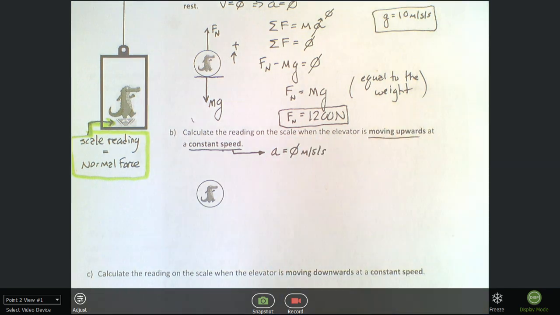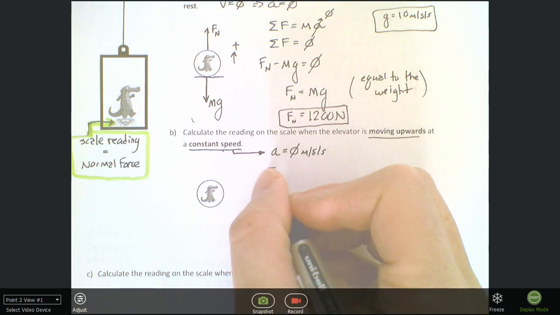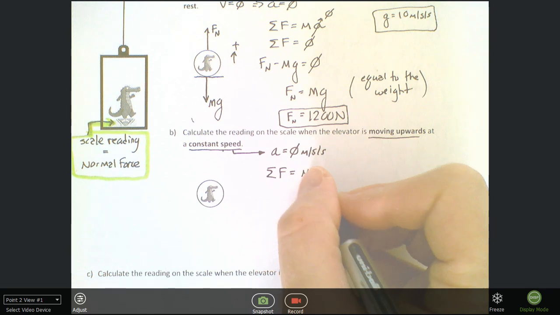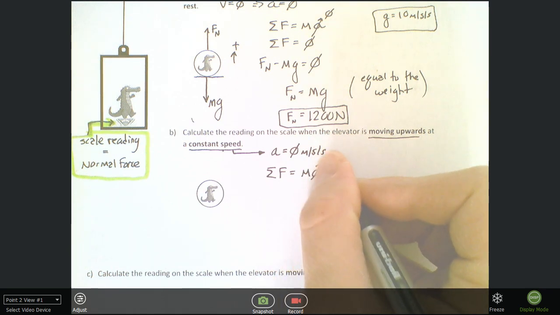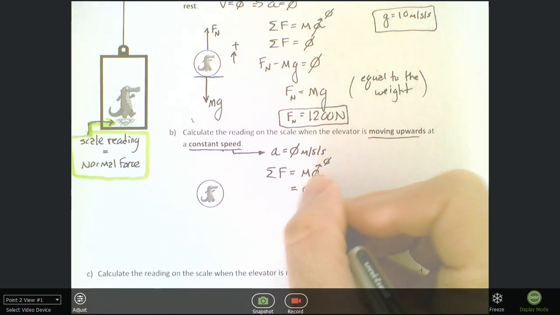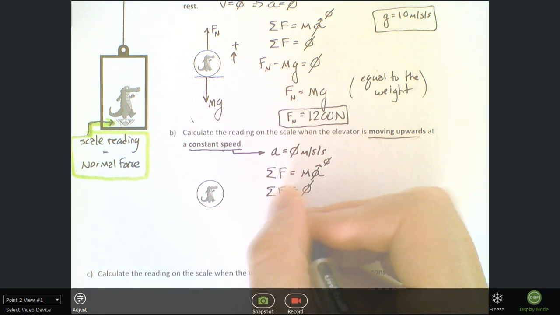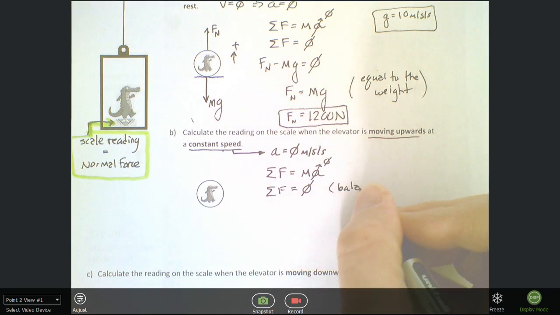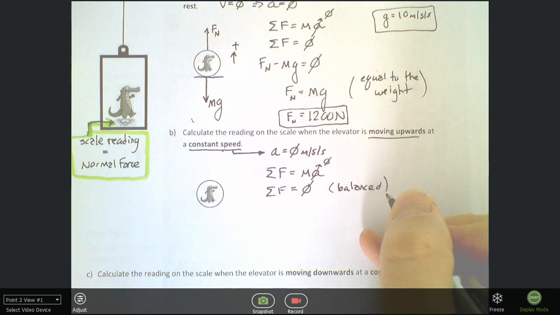It means no acceleration. If it means no acceleration, then the forces are balanced. And so the net force is 0. They're balanced. And you're like, well, how can that be? I don't understand what's happening.